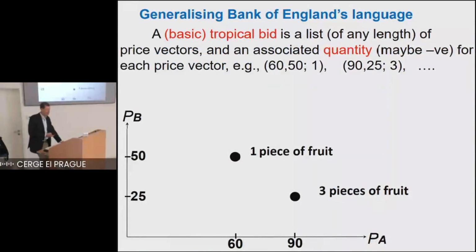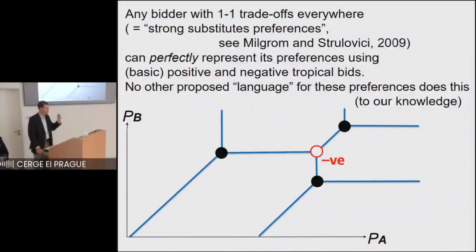Okay. However, if we were to implement them, we would then have what I call a basic tropical bid, which allows negative quantities as well. And why these are interesting is, using precisely this set of positive and negative bids, I can perfectly represent all strong substitutes preferences. The theorists in the audience will know what those are. There are lots of papers about this class of preferences. And our language is the only language that precisely represents these preferences and nothing else. So this language is actually a way of characterizing these preferences.